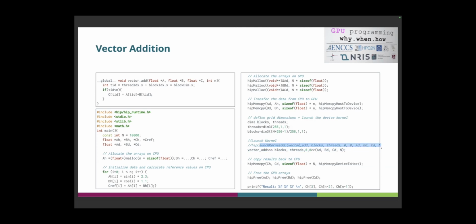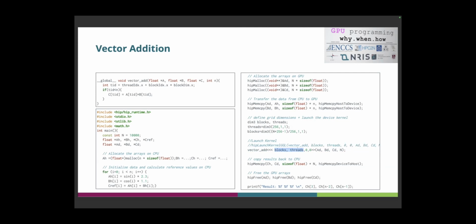It will create lots of threads, which are all running this vector add kernel. But here in between, we see these variables, blocks and threads. These are two special structures. They are integers, and they instruct the GPU how this kernel will be launched.